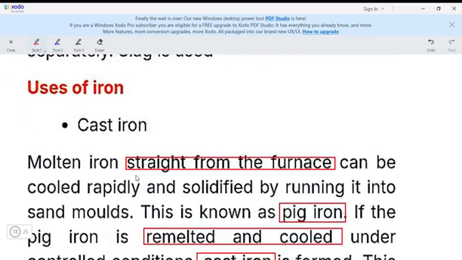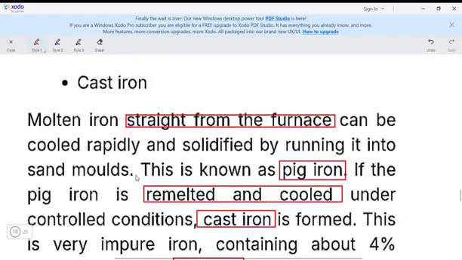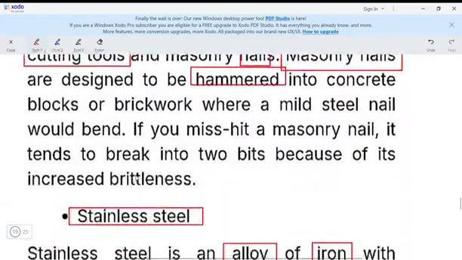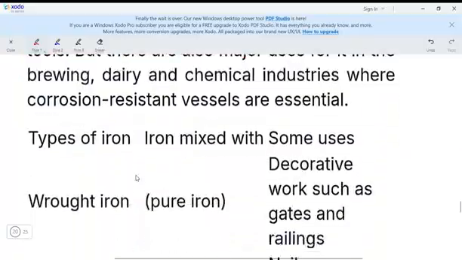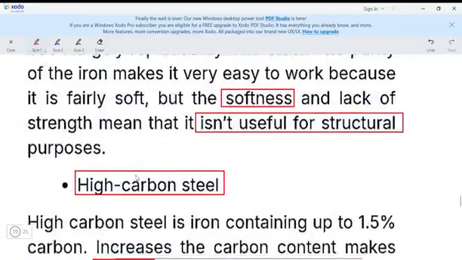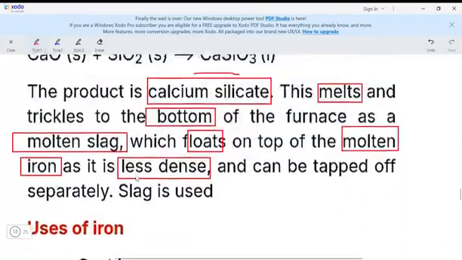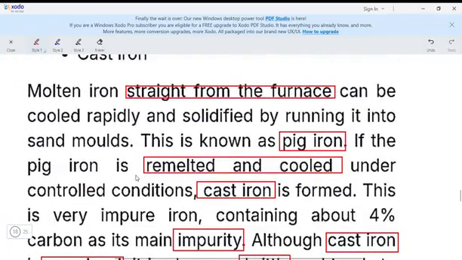Now what do we use iron for? We have different iron. We have cast iron, we have mined iron, we have wrought iron, high carbon steel, stainless steel. So what are the usefulness of all this before we round off this topic. The first thing, when we say cast iron, before we get cast iron, we must have gotten pig iron. What is pig?